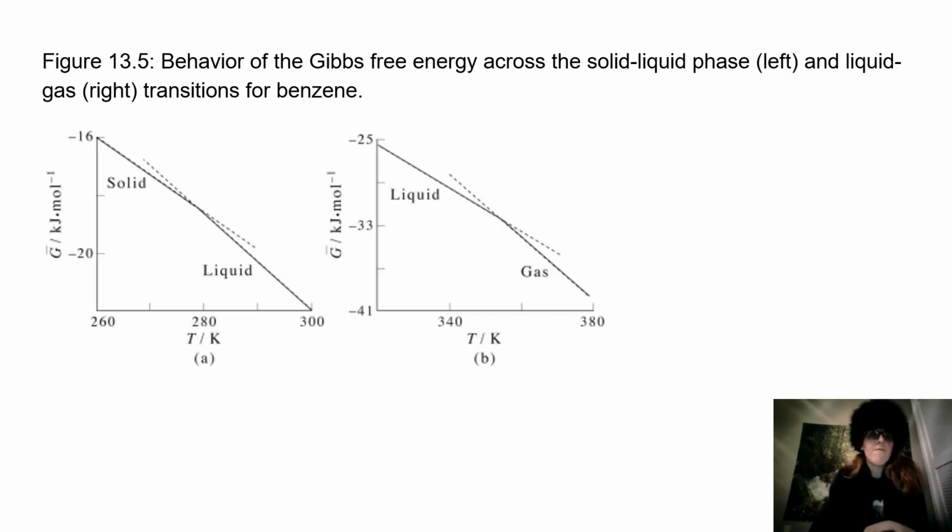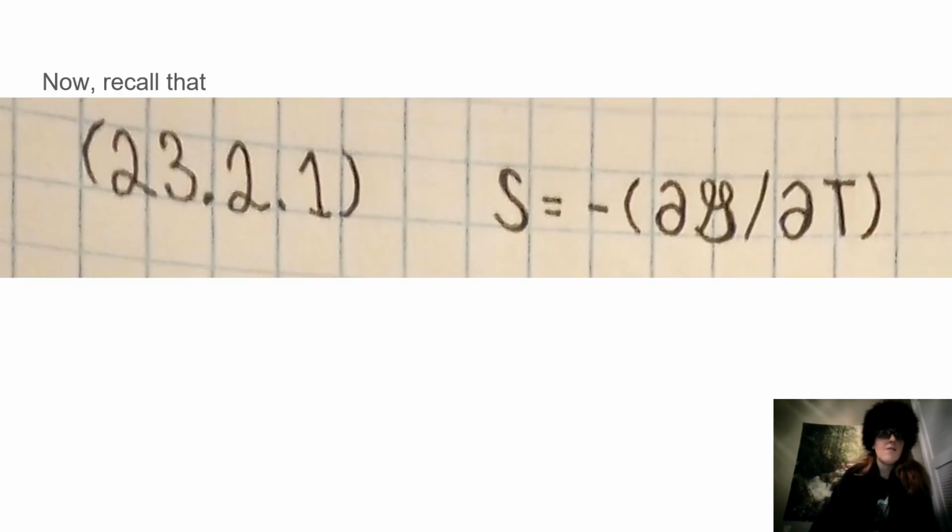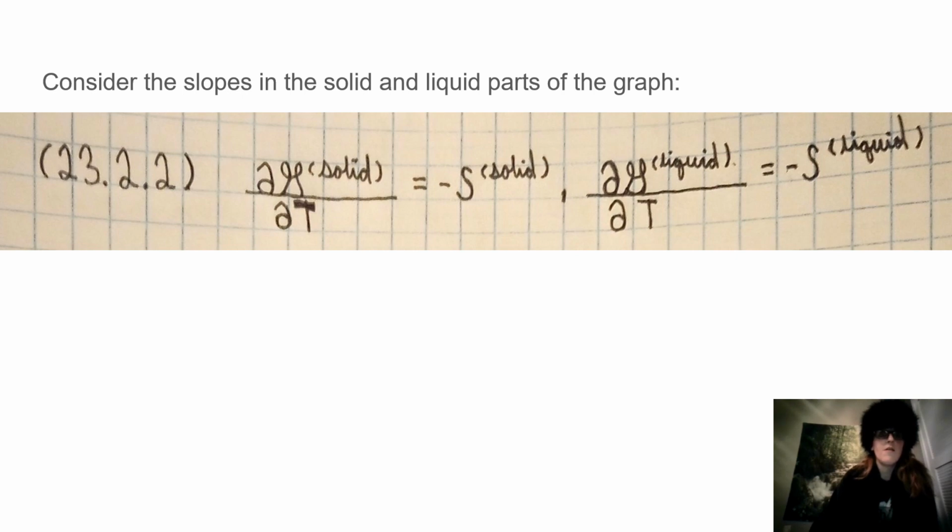On this slide, we have Figure 13.5, behavior of the Gibbs free energy across the solid-liquid phase, left, and liquid-gas, right, transitions for benzene. Now recall that S equals the negative partial derivative G over partial derivative T. Consider the slopes in the solid and liquid parts of the graph. Partial derivative G solid over partial derivative T equals negative S solid. Partial derivative G liquid over partial derivative T equals negative S liquid.